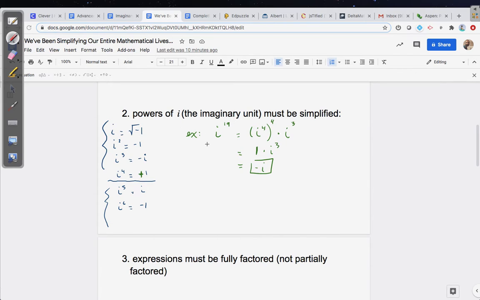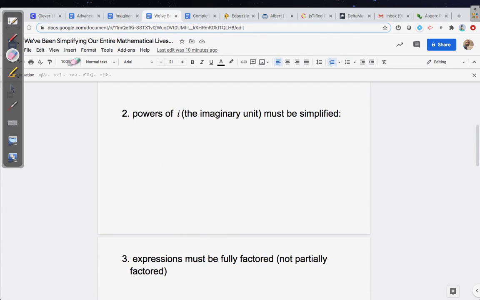The bottom line here is that if you have i to any power, if it exceeds any of these, you've got to simplify it so that one of these 4 answers shows up, either i, -1, -i, or +1. So that's the second example of how there's an expectation of simplification. Let's move to another example here.